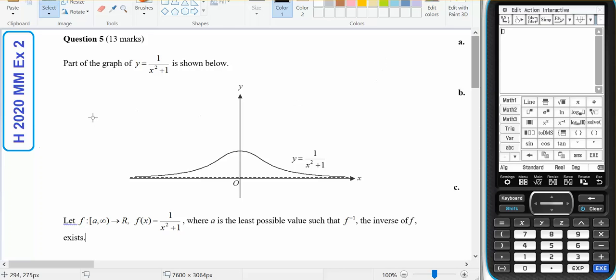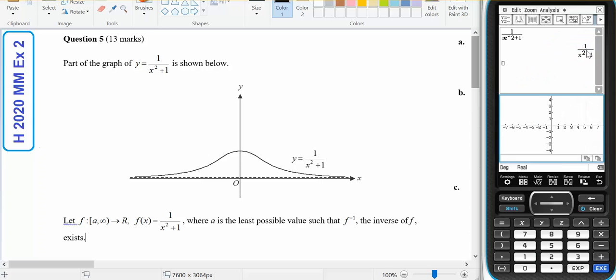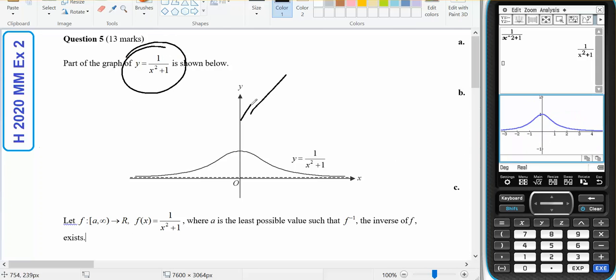This is for Year 12 Methods that comes out of Heffernan 2020 Exam 2, question number 5. So part of the graph of this has been drawn. Just double check that everything that we expect there to be is correct. I open up that graph and I drag and drop. And yep, that's about right. Happy about that. Okay, so that's Y, and that's the graph of Y.